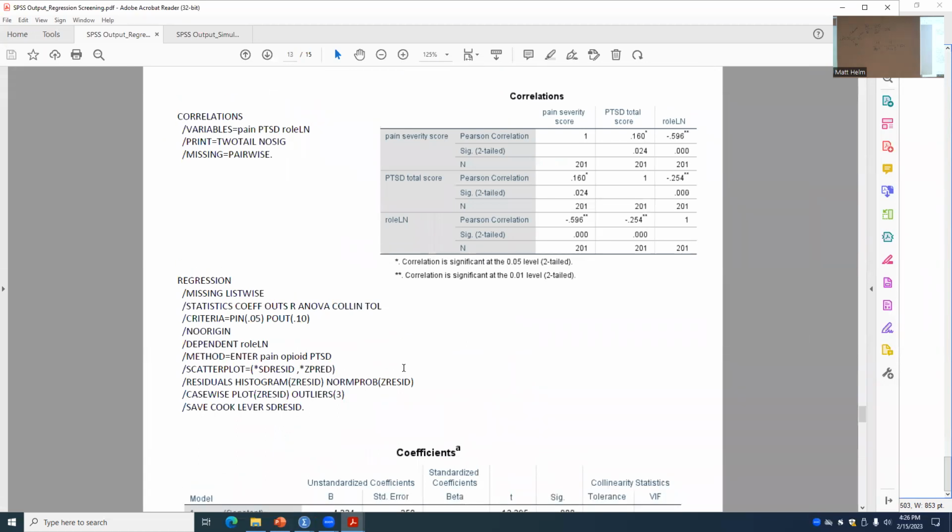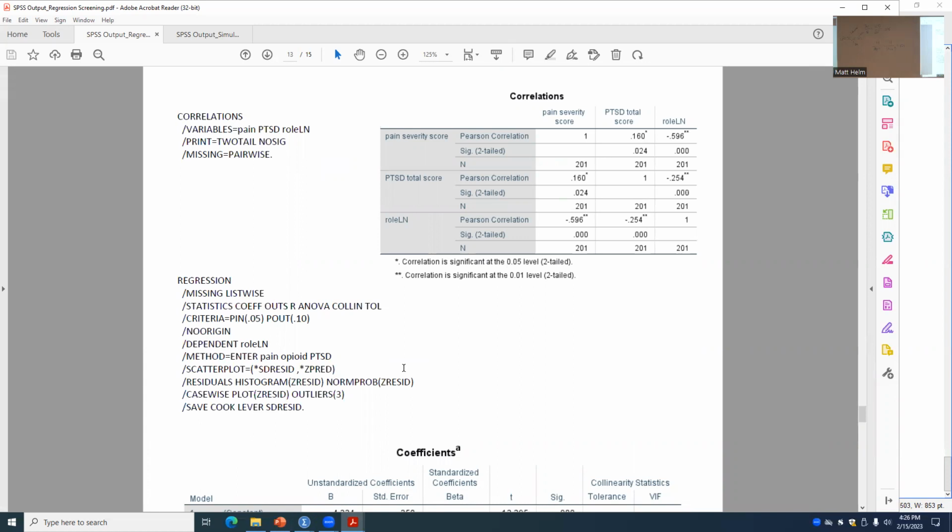Any big concerns with collinearity, Olivia, in this set of data? Not really. I should have opiate use in there. I forgot to put that in there, but that needs to go in there. But nothing really big.